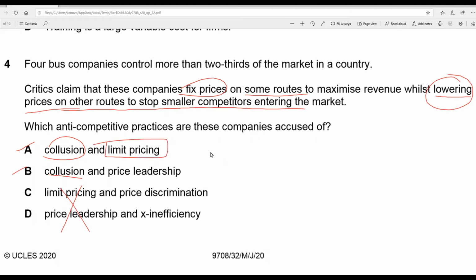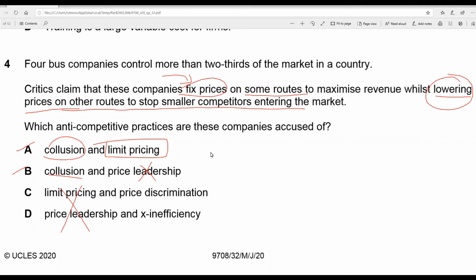Limit pricing is also known as predatory pricing policy. So price leadership is not present in this situation. Price leadership is when one firm reduces its price, others will also reduce it. But in this case, they are fixing price. No one is reducing price. A price war is not occurring in this case.